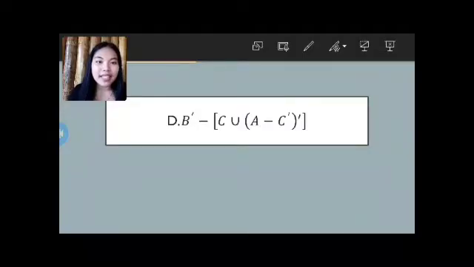So I'll be discussing the letter D, which is B prime minus C union to the complement of A minus C prime. In order for us to get the final answer, we need to break down the sets. In breaking down the sets, we will start at the inside of the parentheses, which is the A minus C prime, this one.